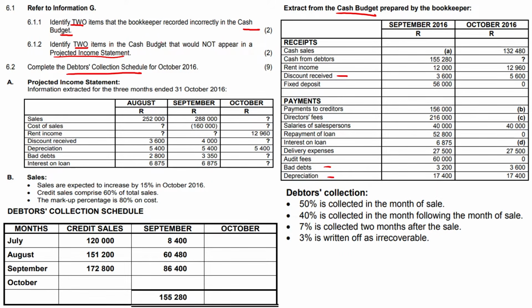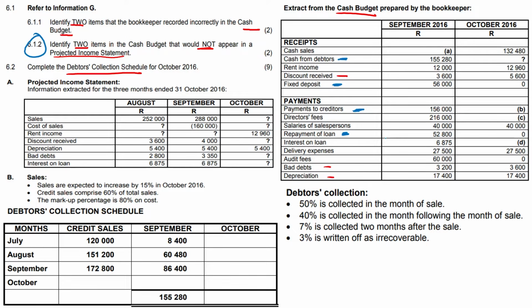Identify 2 items in the cash budget that would not appear in the projected income statement. So let's just use a different color. So we're doing 6.2 now. We're using a blue. Cash from debtors, big no-no. This fixed deposit matures amount, payments to creditors, and repayment of the loan. So we do not factor in anything here regarding our debtors and our creditors. So no cash received from debtors, no payments to our creditors, and also regarding our non-current assets and liabilities.